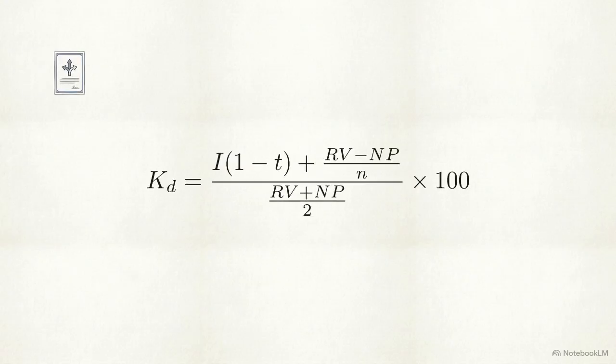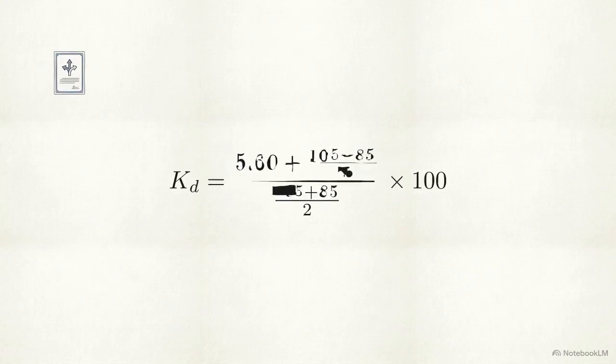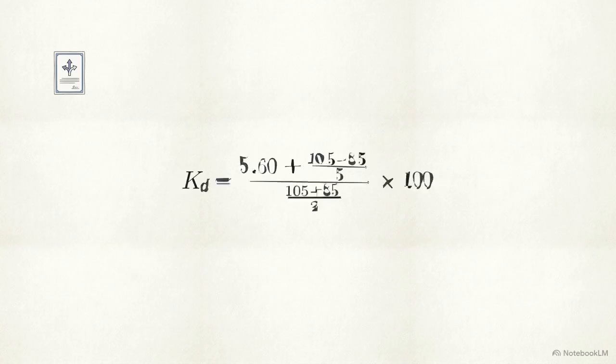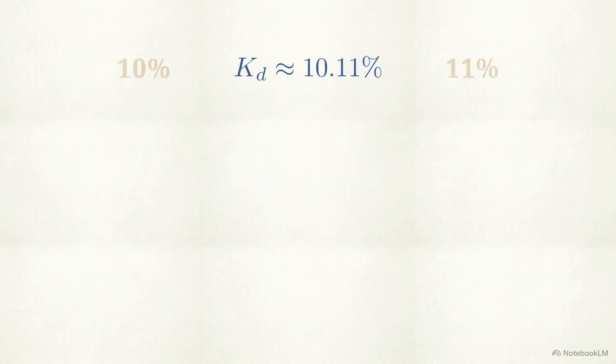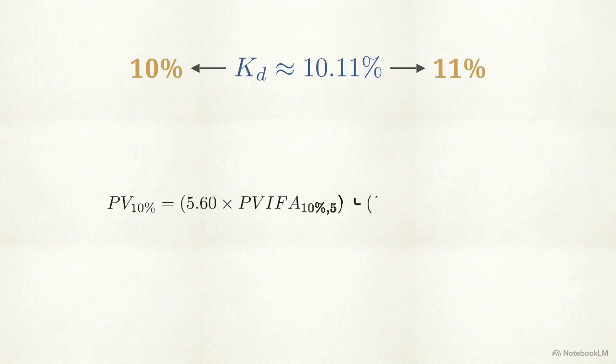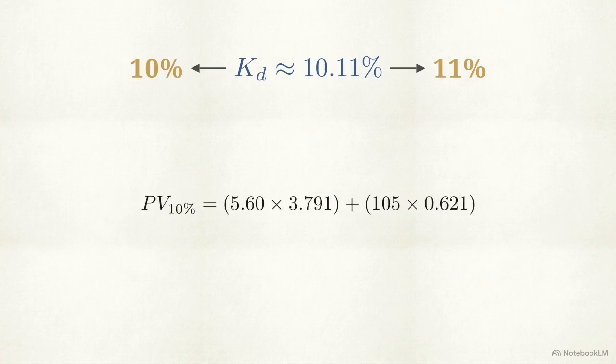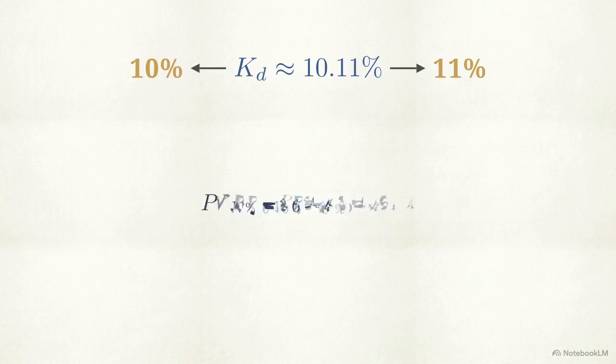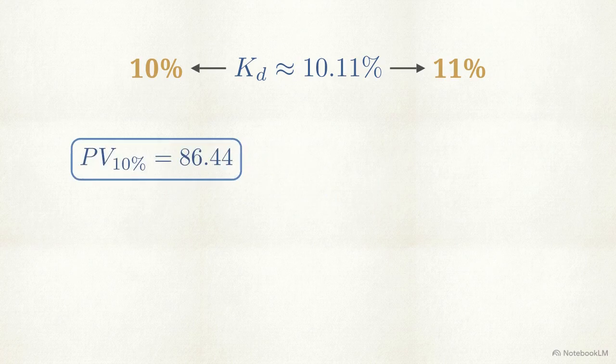This yield-to-maturity approximation formula gives us a rough starting percentage. We input our variables: interest 5.60, redemption value 105, net price 85, and term 5 years. It simplifies to approximately 10.11%, establishing our exact bounds between 10 and 11%.